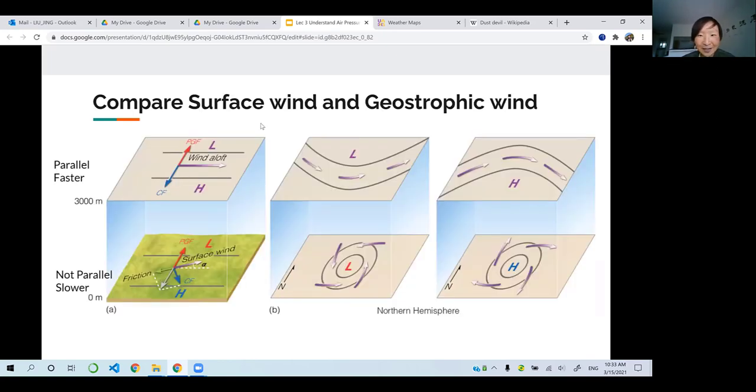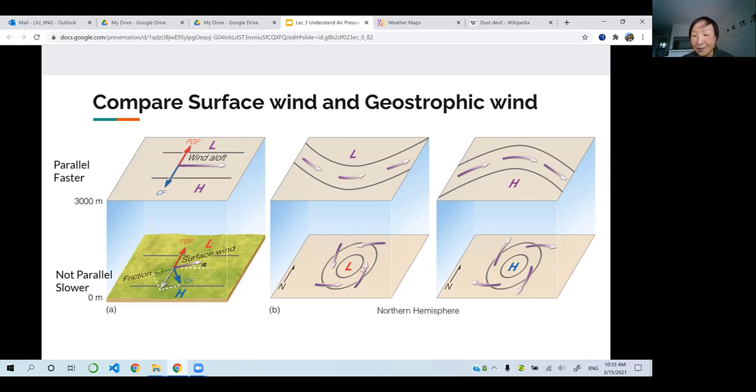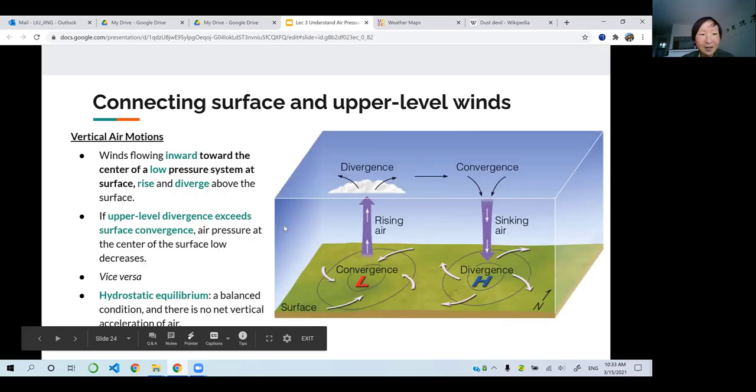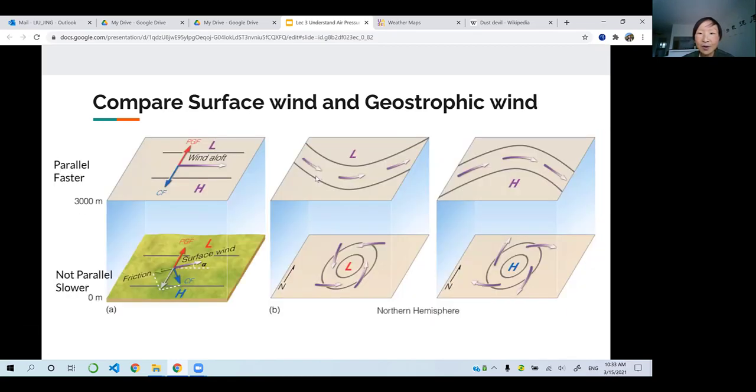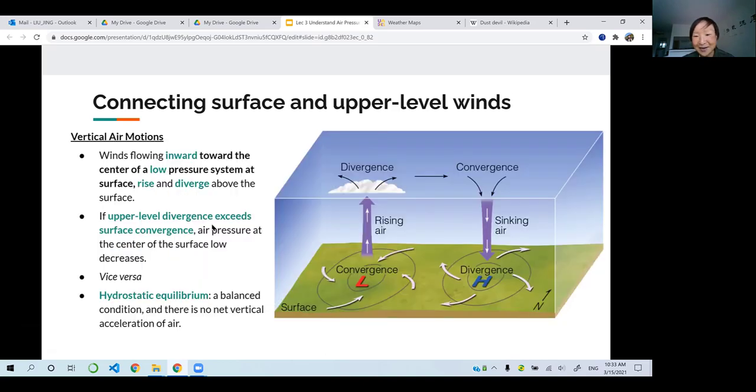So you can compare the upper level and the ground level. It's parallel to the isobars above in the upper chart, but at ground level it's never parallel, it's intersecting. But the upper level airflow and the lower surface are definitely connected. So this is how they connect.